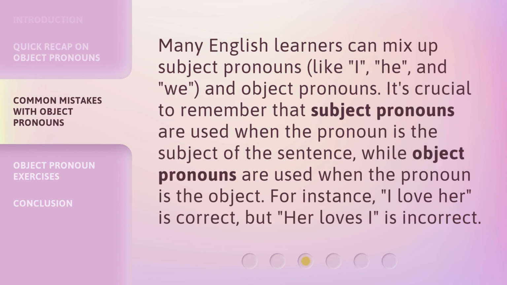Many English learners can mix up subject pronouns, like I, he, and we, and object pronouns. It's crucial to remember that subject pronouns are used when the pronoun is the subject of the sentence, while object pronouns are used when the pronoun is the object. For instance, I love her is correct, but her loves I is incorrect.